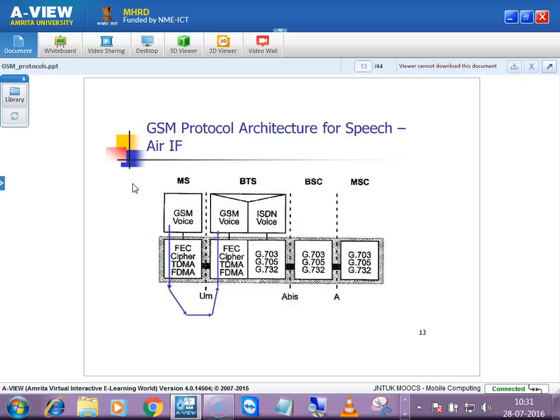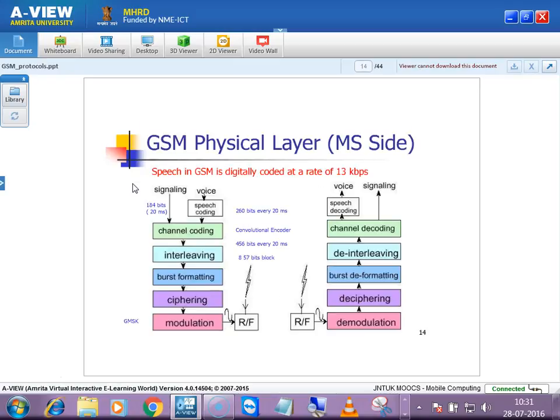And coming to BTS, same thing: forward error correction, ciphering and multiple access techniques. Okay, then these are the things, whatever I told now, channel encoding, these things maybe I'll continue in the next session. Is everything clear till now?